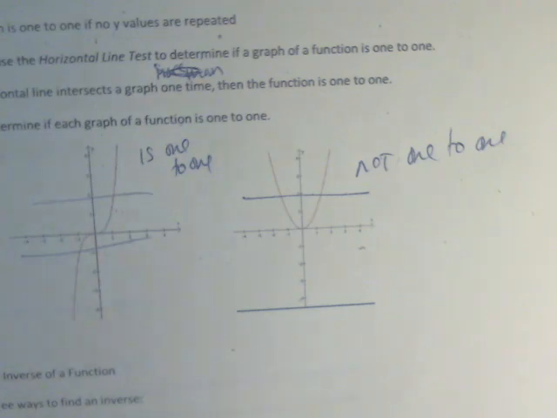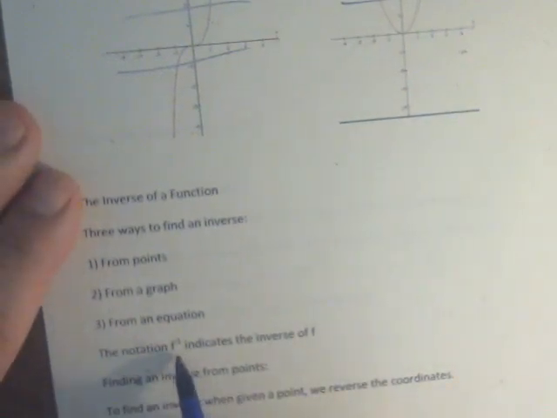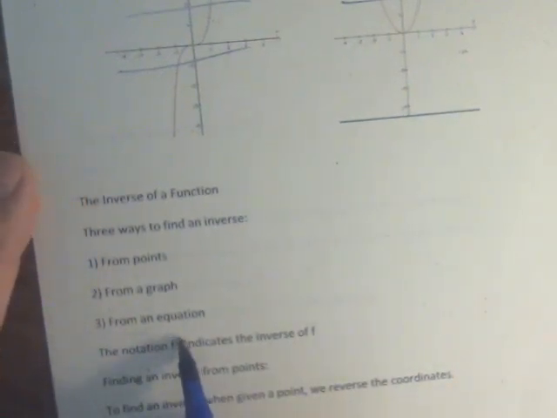So let's move on now to actually finding the inverse. There are three ways that we're going to be looking at finding an inverse. One is from points on a graph. Another is from a graph itself. And then the other is from an equation. So always keep in mind, too, that the notation f with that -1 up high as a superscript indicates the inverse.